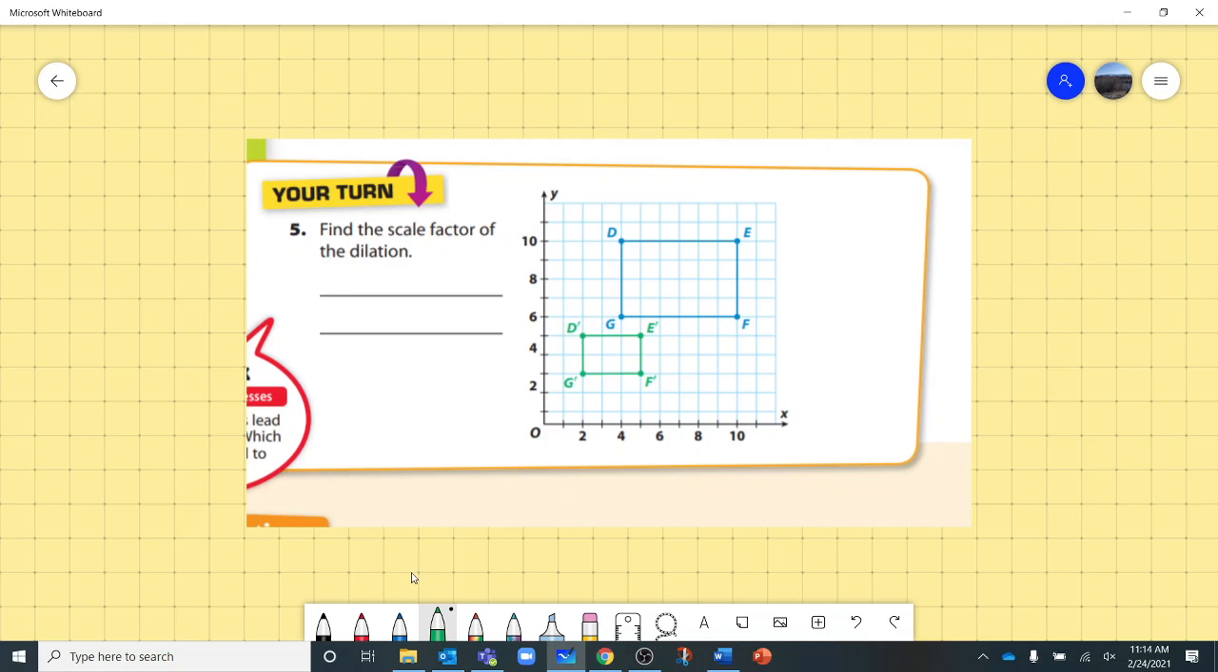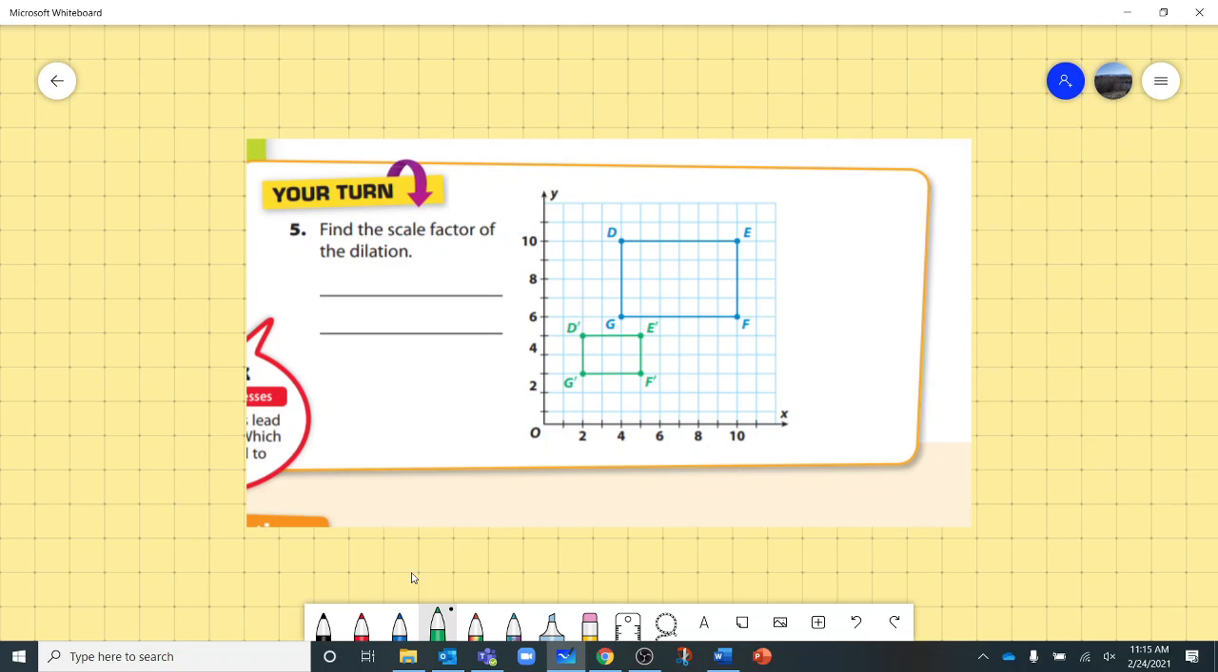Okay, so we want to find the scale factor of the dilation. We're looking at our original figure, DEFG, which means our new figure is D prime, E prime, F prime, G prime. And we notice that D prime, E prime, F prime, G prime is smaller than DEFG. So the first thing we should think is, okay, my scale factor needs to be a fraction or a decimal, but really a fraction.